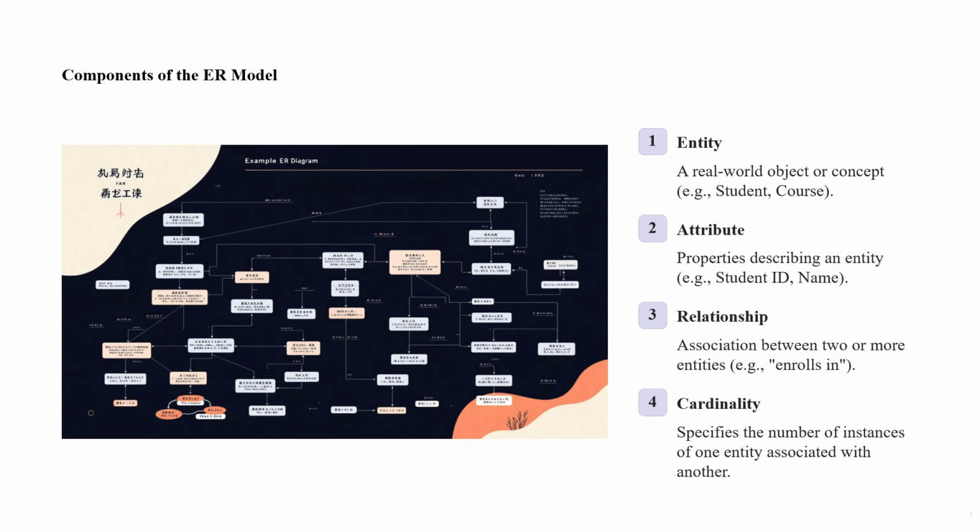Components of the ER model. An entity is a real world object or concept. An attribute is a property describing an entity. A relationship is an association between two or more entities. Cardinality specifies the number of instances of one entity associated with another. An entity may be an object or concept, for example student or course. Attributes are student ID and name. A relationship is, for example, that a specific student can enroll in a specific course.